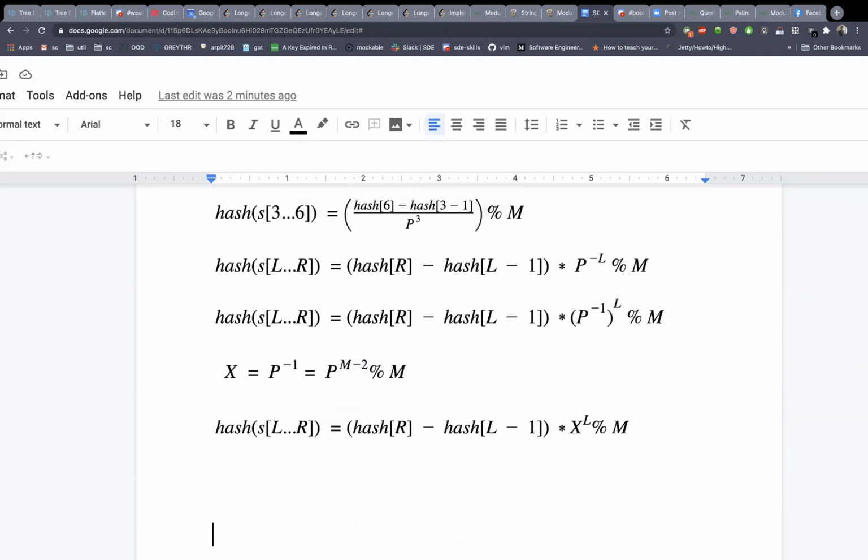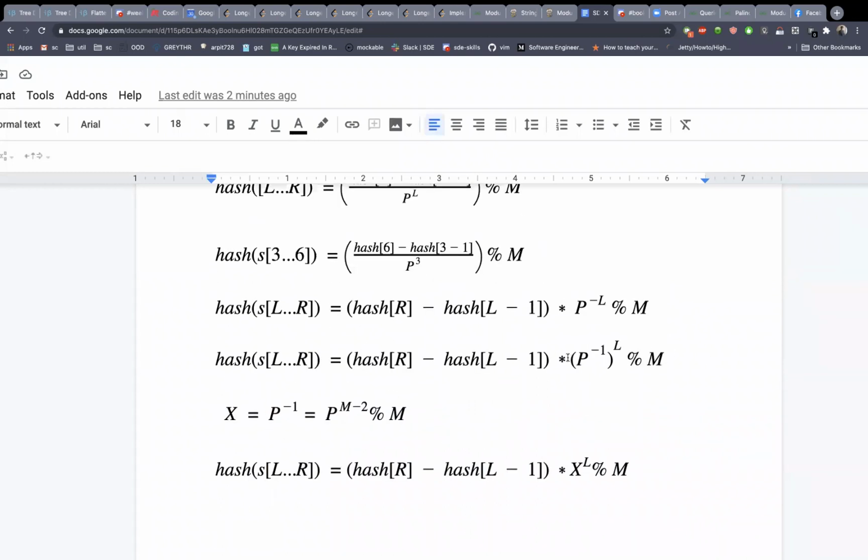I couldn't understand why x power L. Yeah, so we have represented. Okay. We call P inverse as x, and we calculate that, and we replace it. We have just done substitution over here. We are converting that to a constant, so we calculate it one time and then keep using it. That's what we will do.